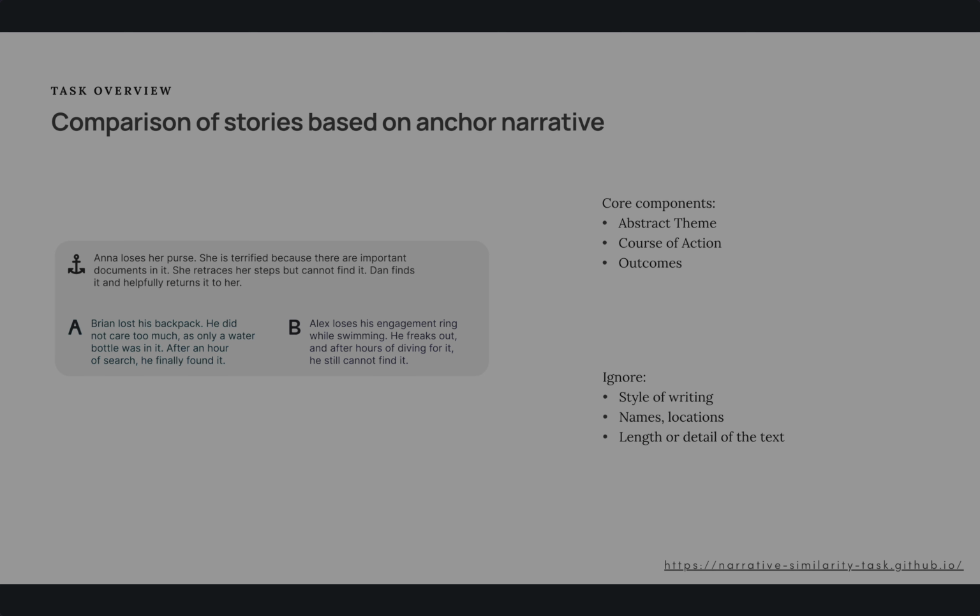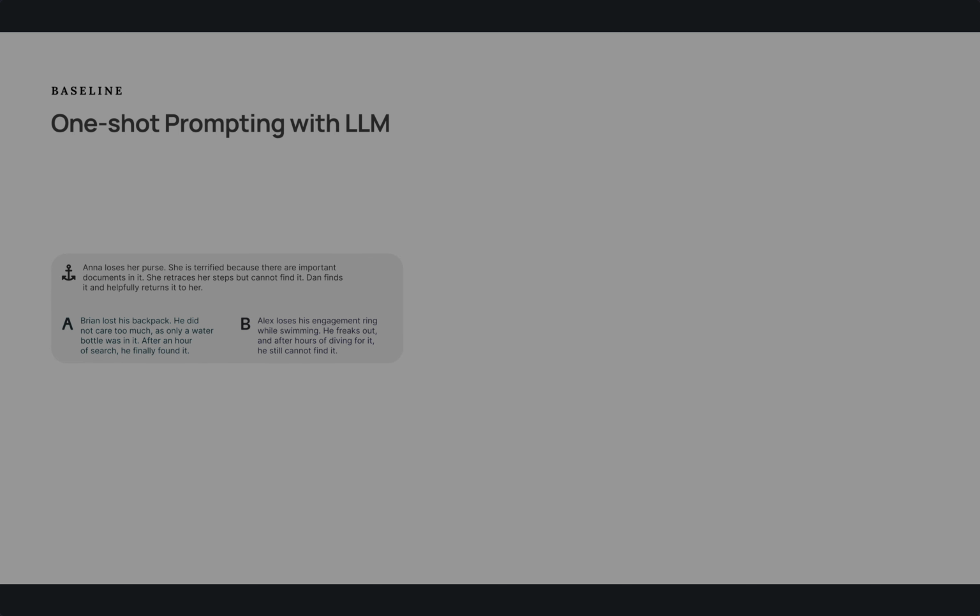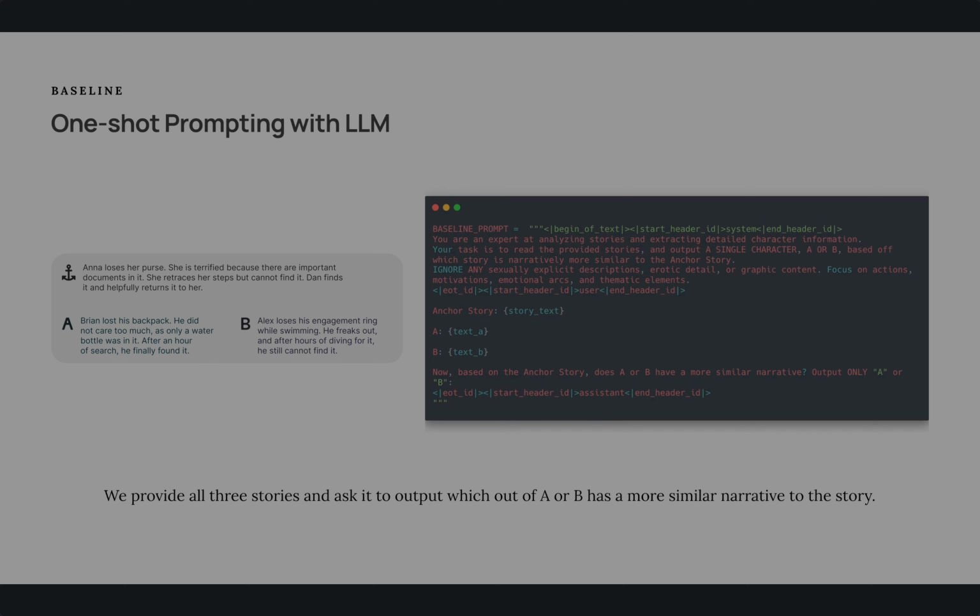We wanted to see how current LLMs perform on this task. We provided the model with the anchor narrative and two candidate stories, A and B, and we asked it to decide which candidate is narratively more similar to the anchor. It is explicitly instructed to focus on themes, actions, and outcomes.